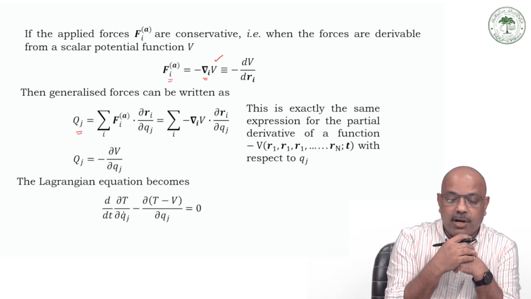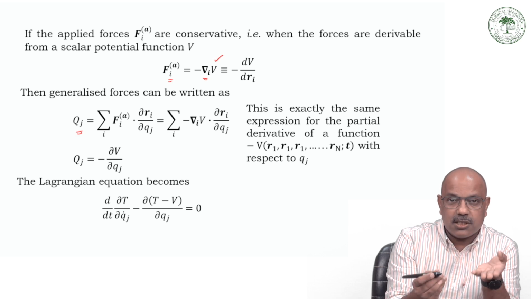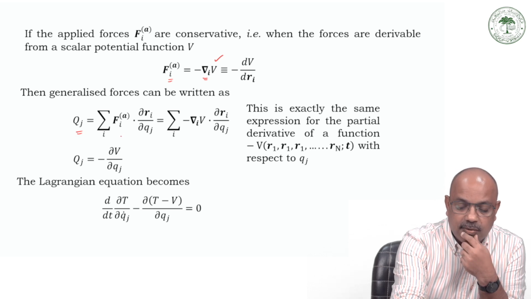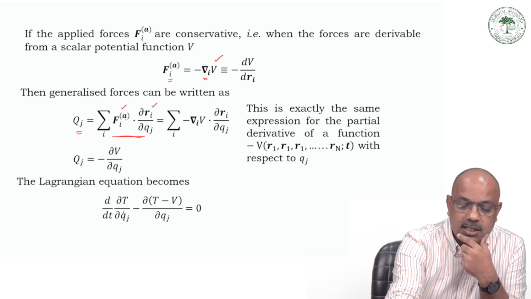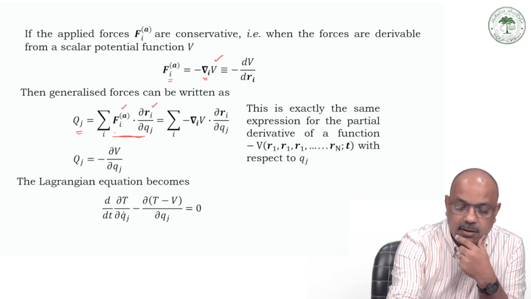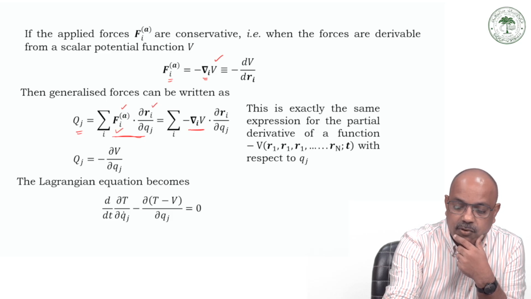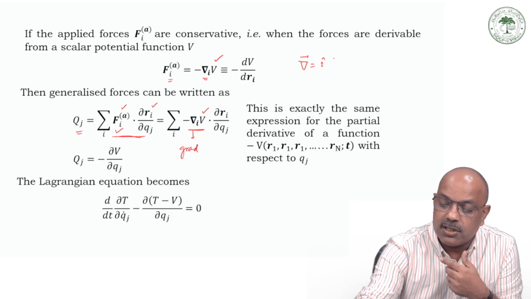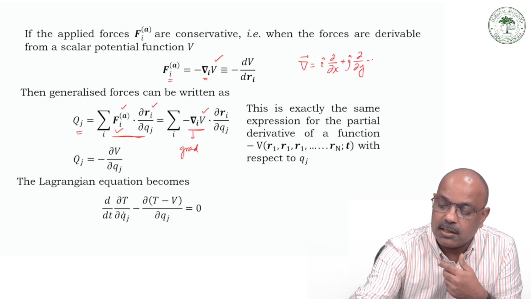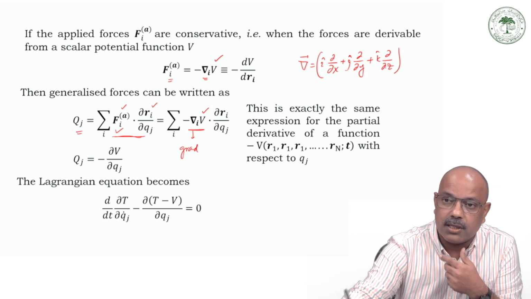Now let us try to write it in terms of the potential, supposing this is my conservative force. The relation for the generalized force is force times delta R over delta Qi, and this force comes from the potential V, with a negative sign. This is my gradient. If you remember, the gradient is nothing but this differential operator, i del/del x plus j del/del y plus k del/del z. This is my differential operator, if you remember.